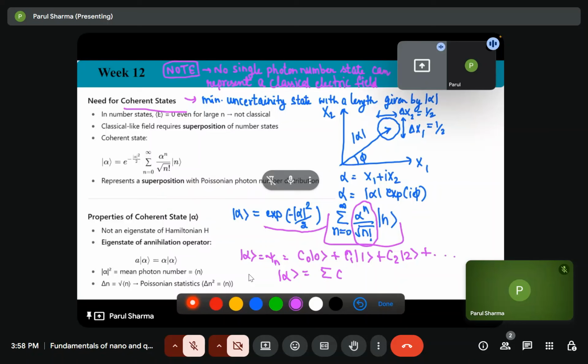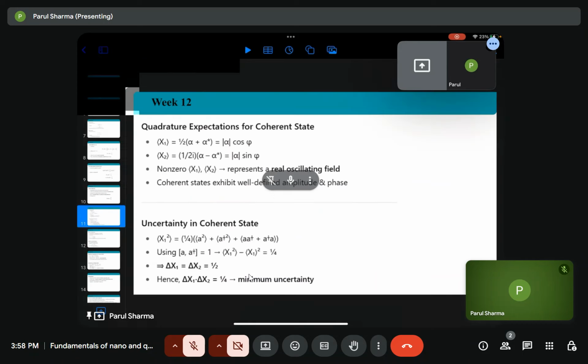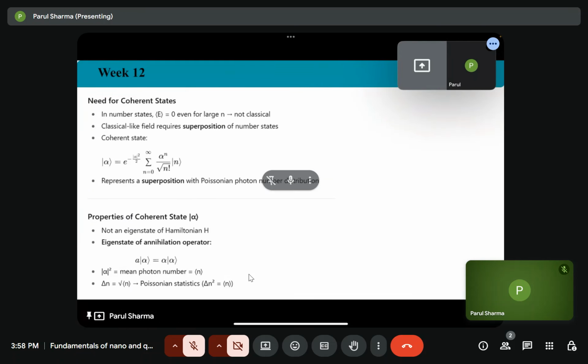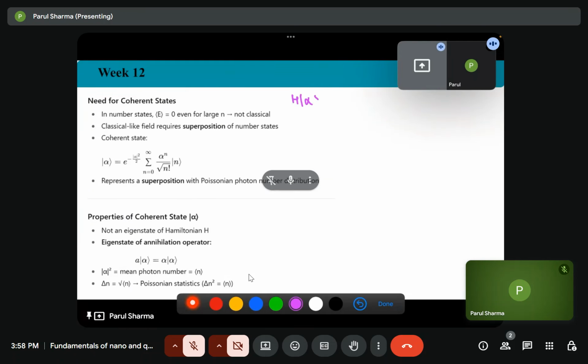We can write alpha is equals to summation n is equals to 0 to infinity cn. Now if we are applying H on alpha, it is not given as cn alpha. It means alpha is not an eigenstate of H, but alpha is an eigenstate of the annihilation operator. We saw in the first slide, a alpha is equals to summation n is 0 to infinity alpha n by root n factorial a n.